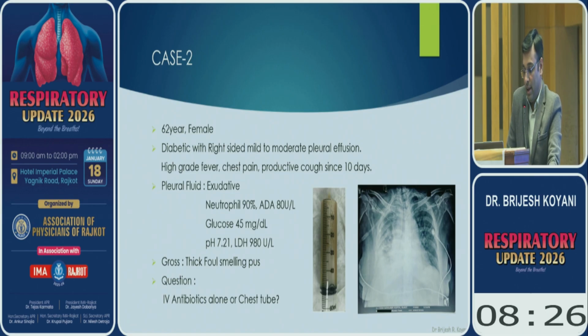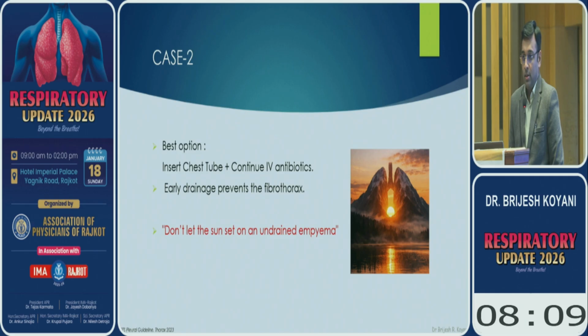ADA was very high, 80. Glucose was 45. pH is 7.21. And LDH is very high, 980. So the next question: shall we continue the IV antibiotic, or escalate the IV antibiotic, or put in a chest tube? The best option in case of pus and empyema is to never wait for pleural fluid reports. Insert the chest tube as early as possible, along with higher IV antibiotics.